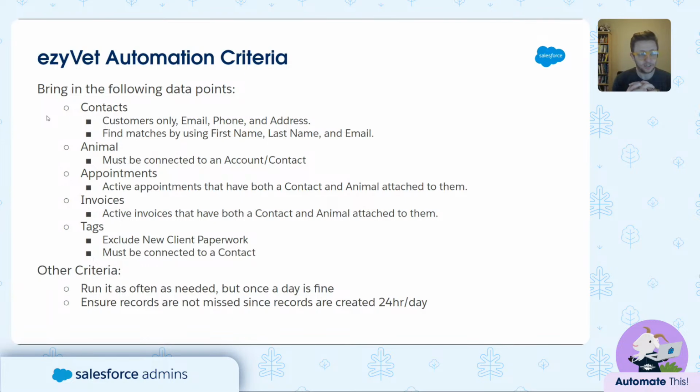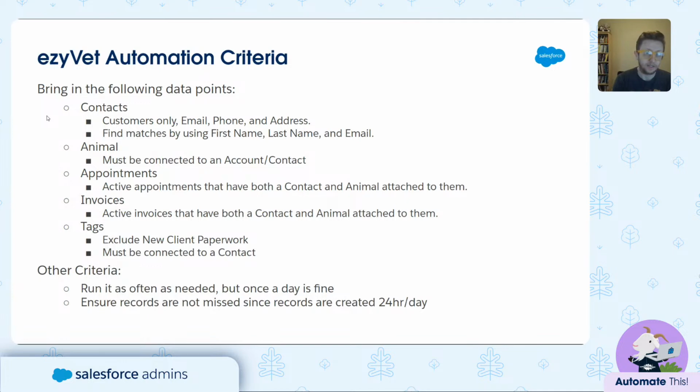Animals is the second object, and those are connected to an account and a contact. So we first say, hey, if this animal comes in, if we can't find a matching contact, then we don't actually bring the animal in, because we have a lot of animals under our care at the Humane Society that we don't necessarily want to track because it's not attached to a patron of the hospital.